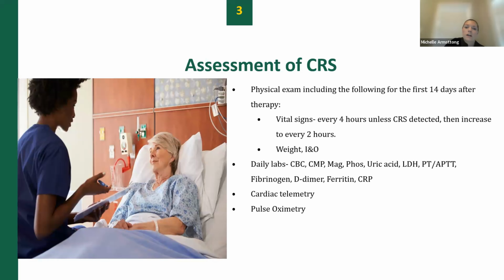So, assessment of CRS. Of course, you're going to include a physical exam, which is going to have vital signs every 4 hours. Unless CRS is detected, then you would want to increase your vital signs to every 2 hours. A daily weight, intake and output, daily labs to include CBC, CMP, magnesium, phosphorus, uric acid, LD, PT, PTT, fibrinogen, D-dimer, ferritin, and CRP. CRP is particularly important because as you watch it increase is when you become more concerned that CRS is starting to develop, and that you should be really monitoring your patients for fever, any kind of lab signs with the kidneys, as far as if they're going to be having any organ damage.